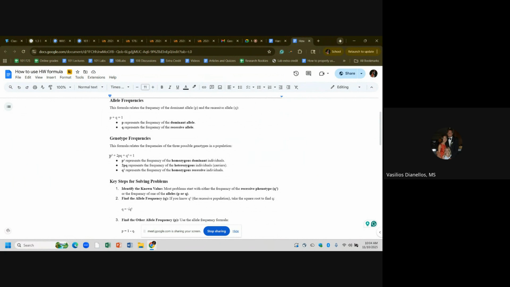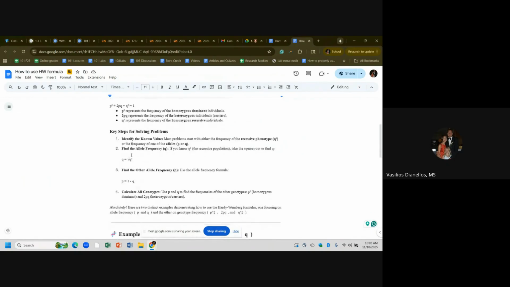So for example, if P squared, so homozygous dominant, let's say 25% was homozygous dominant, right? And then let's assume 50% is heterozygous, right? So that's 25 plus 50 is 75, right? So therefore, obviously, the only thing left would be 25% would be homozygous recessive, because again, it all adds up to 1. So here, let's look at some specific problems, right?